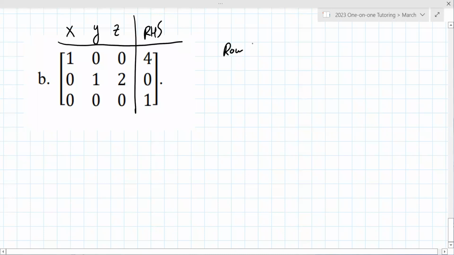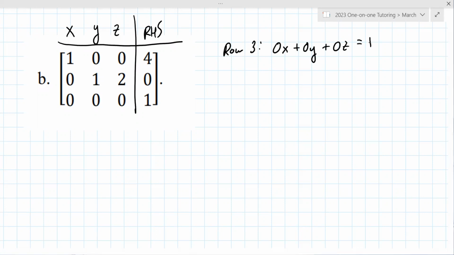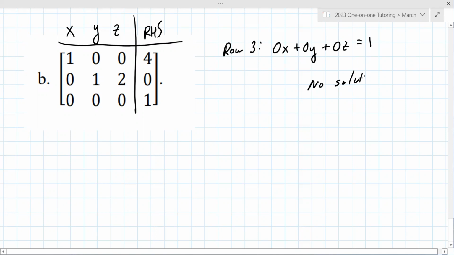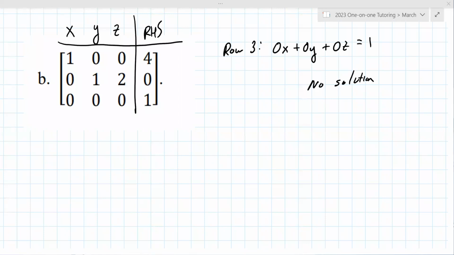So let's go to the last row again, row 3. 0x plus 0y plus 0z equals 1. Is this possible? No. There's no way to get a number if you're multiplying everything by 0. So this is no solution. That's it. You're done at that point. Thank you.